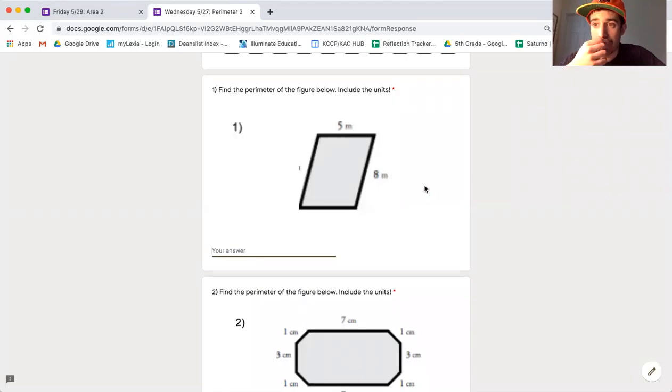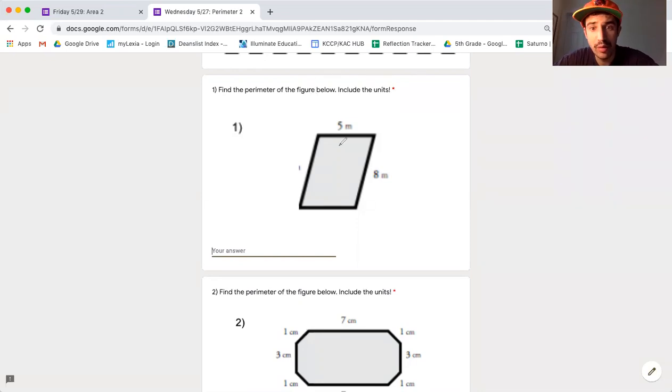Let's go over our independent practice, shall we? We're finding the perimeter of certain figures. Remember, the perimeter is the distance around an object. Here we have our first one, find the perimeter with the units below.